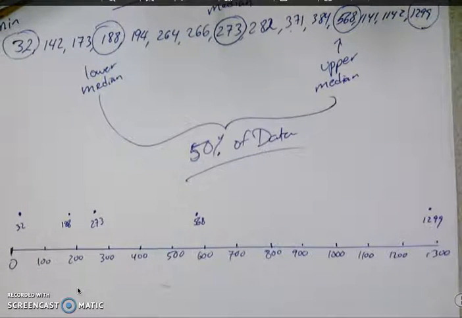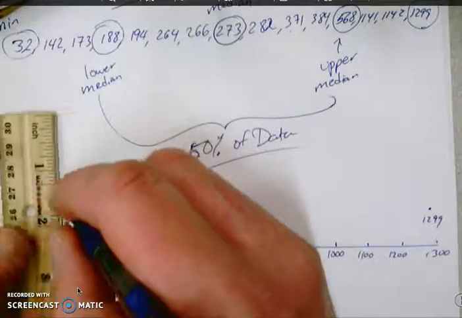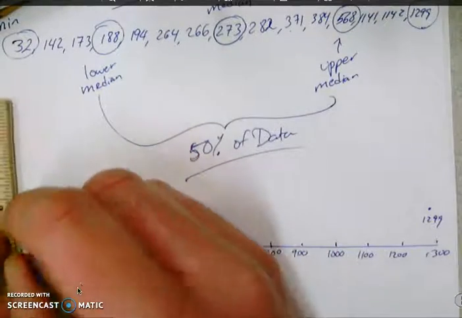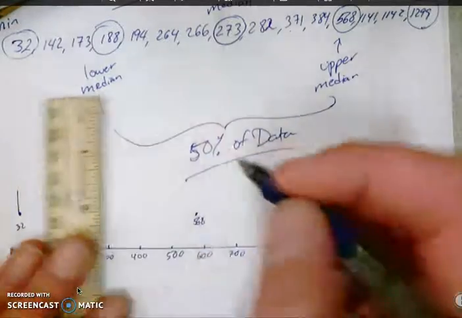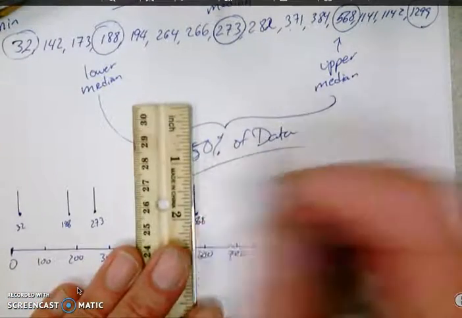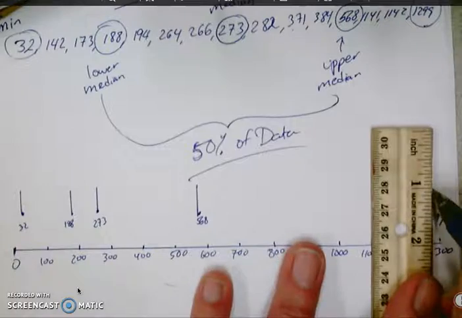Okay, what the heck is this? So this is the basis for our Box and Whiskers plot. What we're going to do is put a little vertical line there, vertical line there, vertical line there, vertical line there, and a vertical line there.